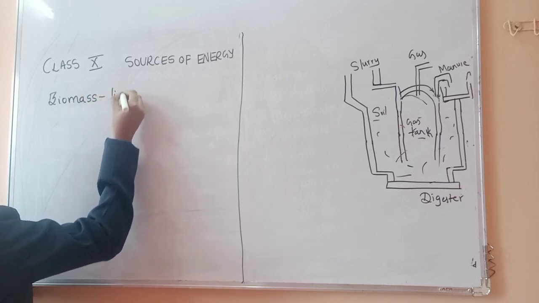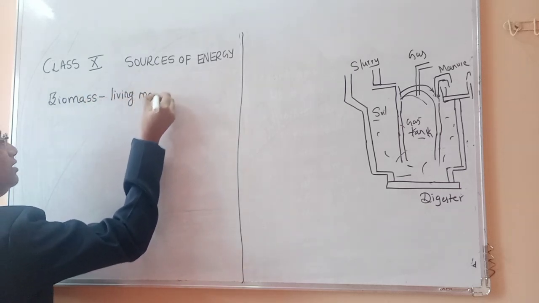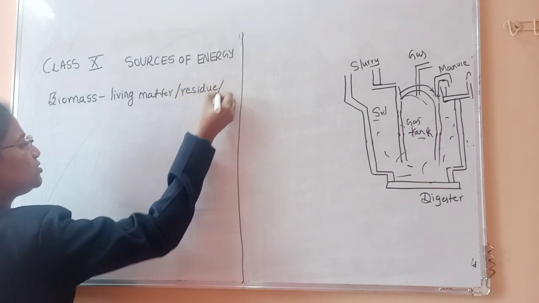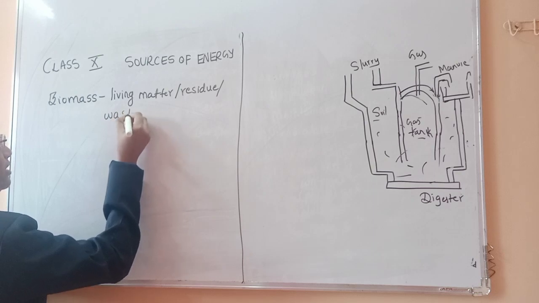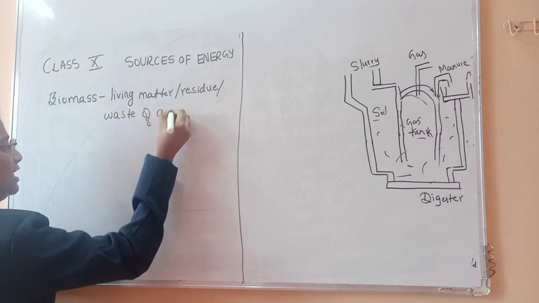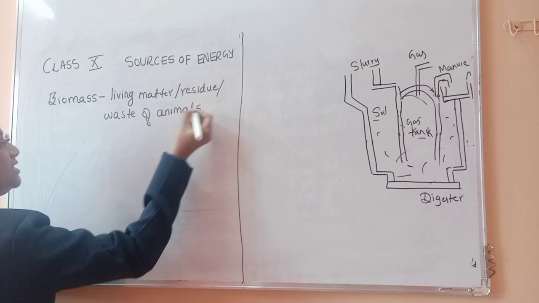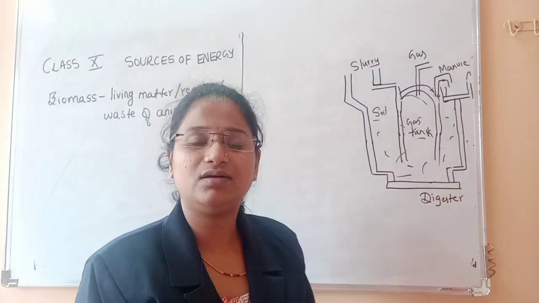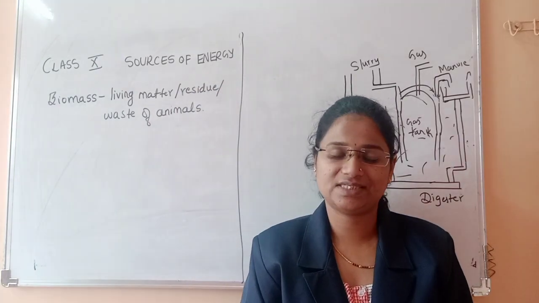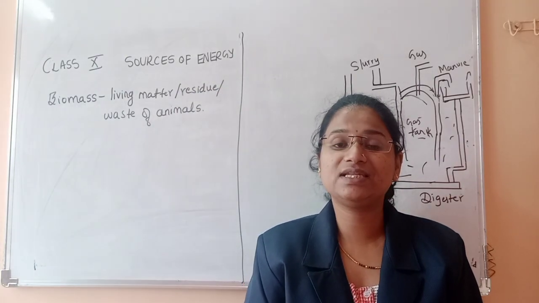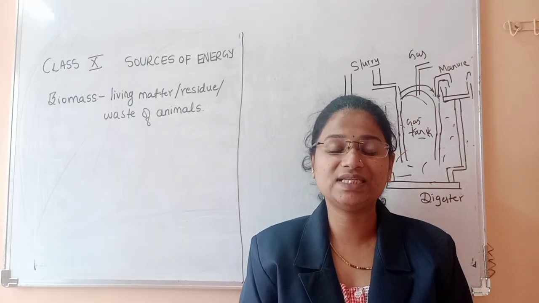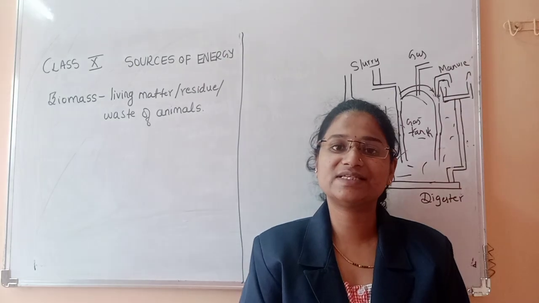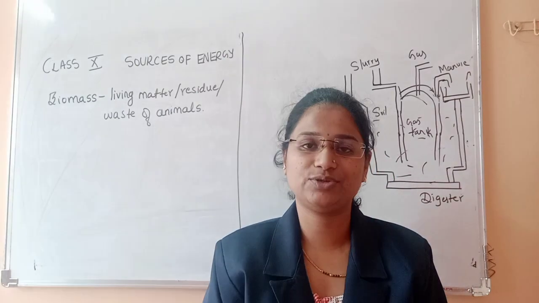It is living matter, residue and waste of animals, cow dung, human excreta. So various residues and wastes are called biomass. These are also considered organic waste. So how can we utilize this organic waste to release energy that we can use for various purposes? That is what we are going to study today.